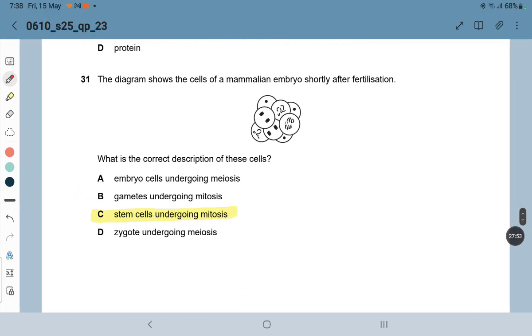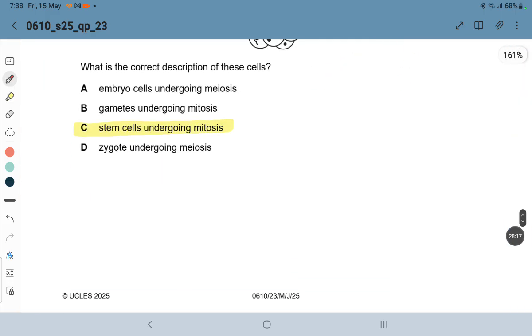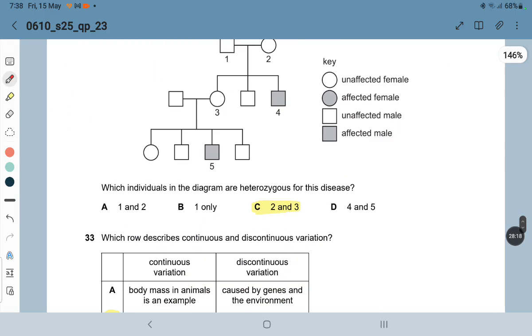Now, the diagram shows the cells of a mammalian embryo shortly after fertilization. What is the correct description of these cells? Stem cells undergoing mitosis. Of course, they will undergo mitosis. They cannot undergo meiosis, because for meiosis you need a female gamete and a male gamete to produce a zygote and allow fertilization to occur. So this one cannot be an answer. So 31 is your correct choice.